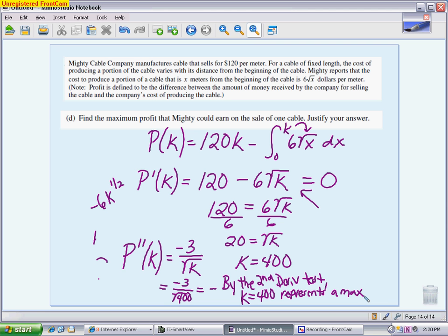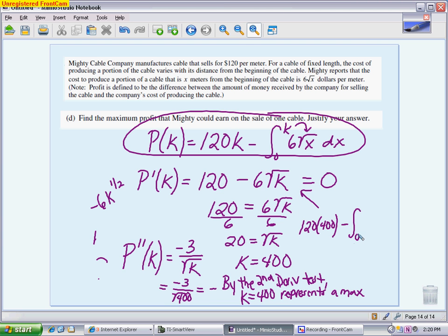And then the last point is actually giving the profit, because if you read the question, it wants the maximum profit. All we found was the K, which was the length. I want to know how much money we're going to make from a cable that is 400 in length. And the way that I do that is I use that first equation, this one that's right here, and actually plug 400 in. So I get 120 times 400 minus the integral from 0 to 400 of 6 radical x.